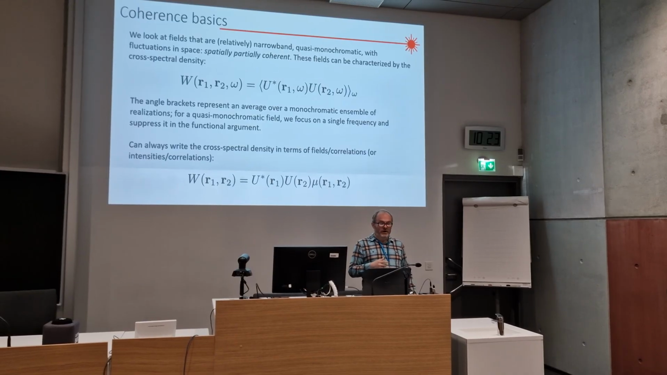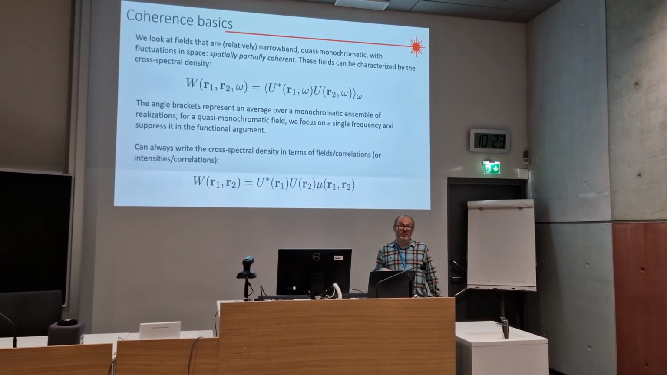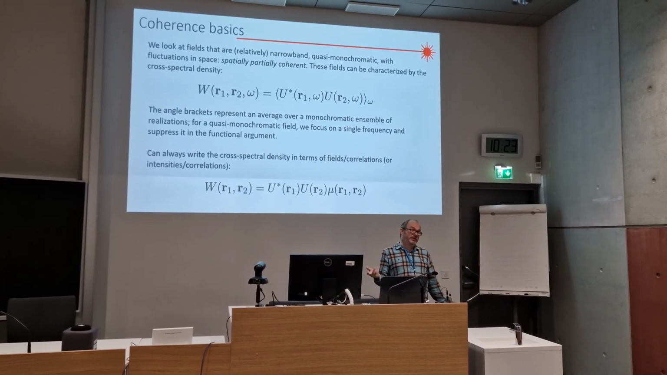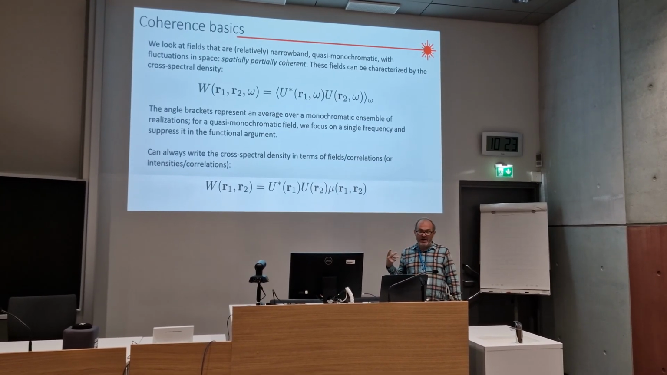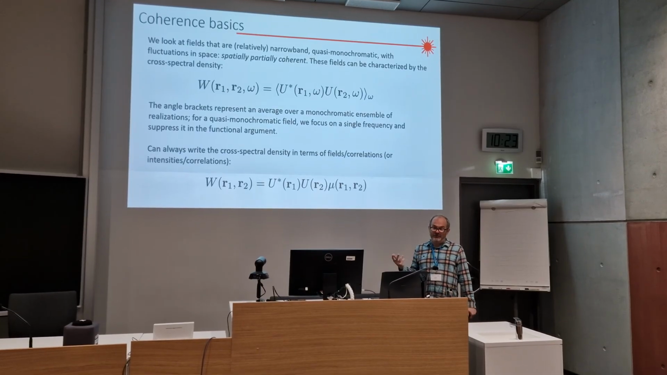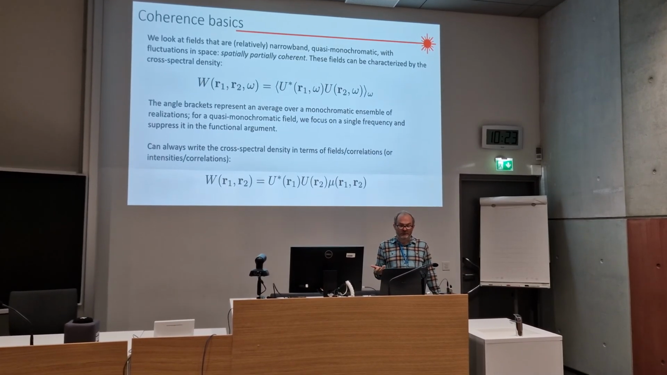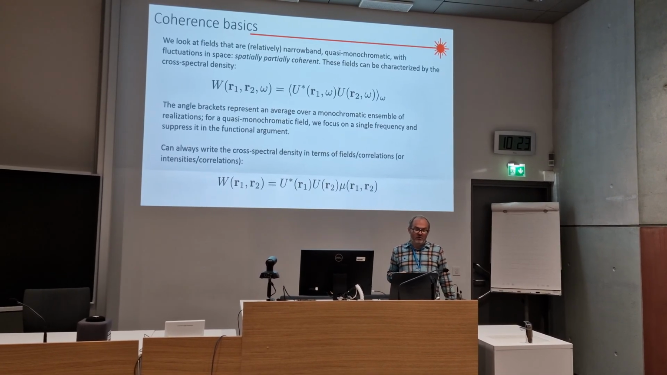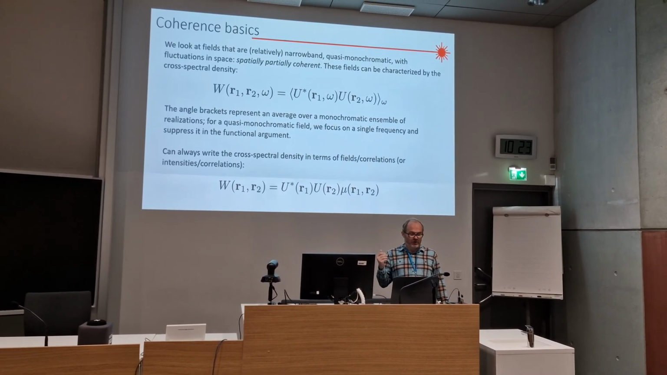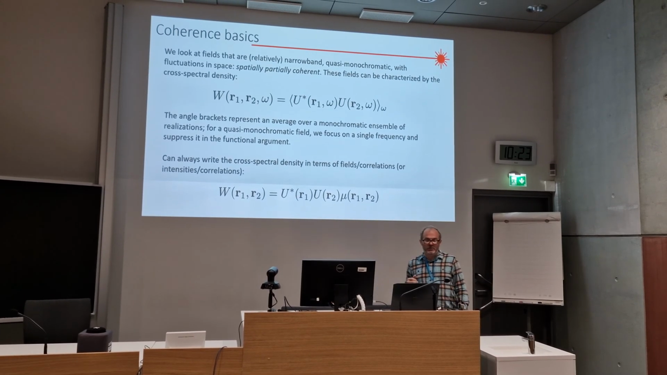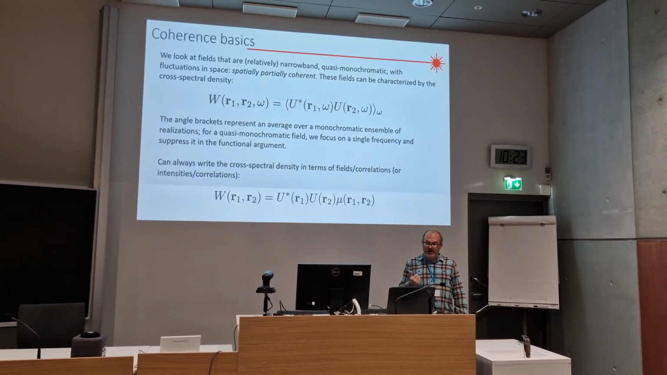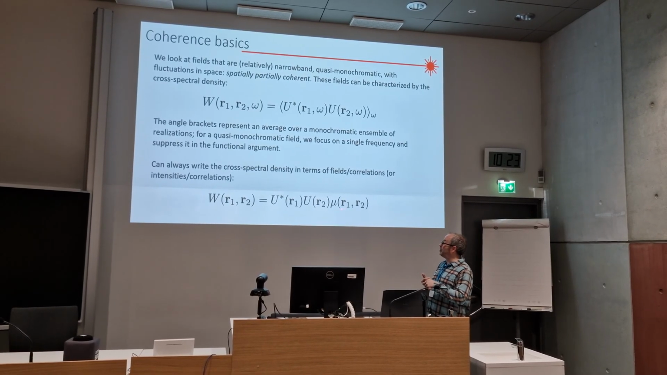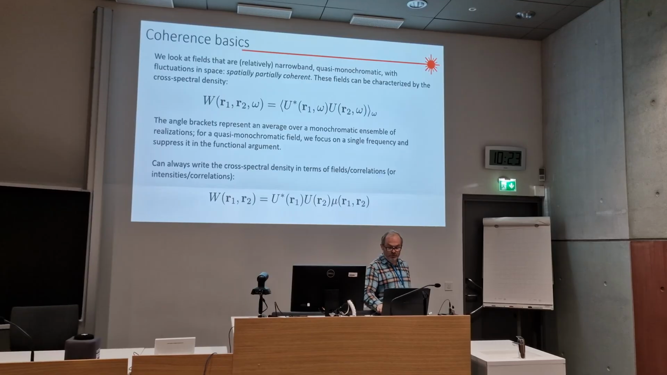Now, just a quick coherence basics, so I think everybody pretty much knows most of this already. We'll be working with a cross-spectral density, which we can think of as the ensemble average of a monochromatic field at 2 points in space at a single frequency. We know that for quasi-monochromatic fields, we can just use a cross-spectral density at a single frequency. And we also know that we can write the cross-spectral density in terms of the fields at the 2 points and the correlation function between them.